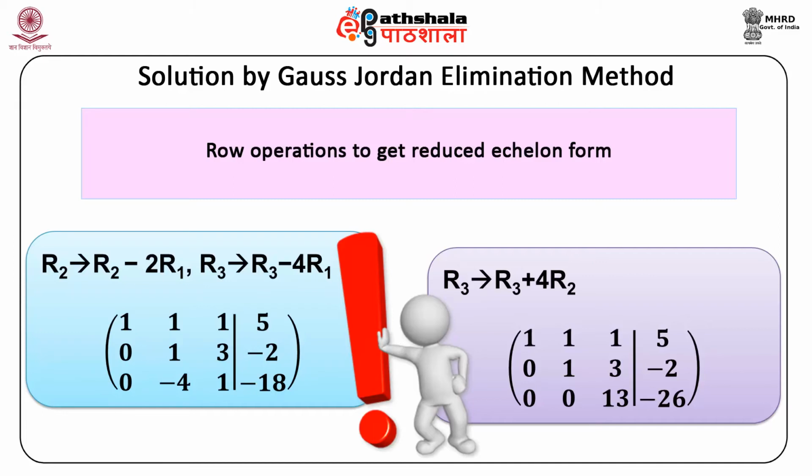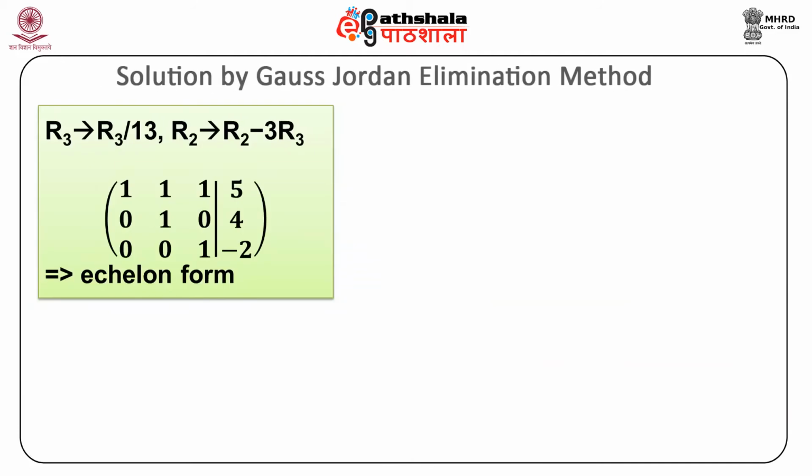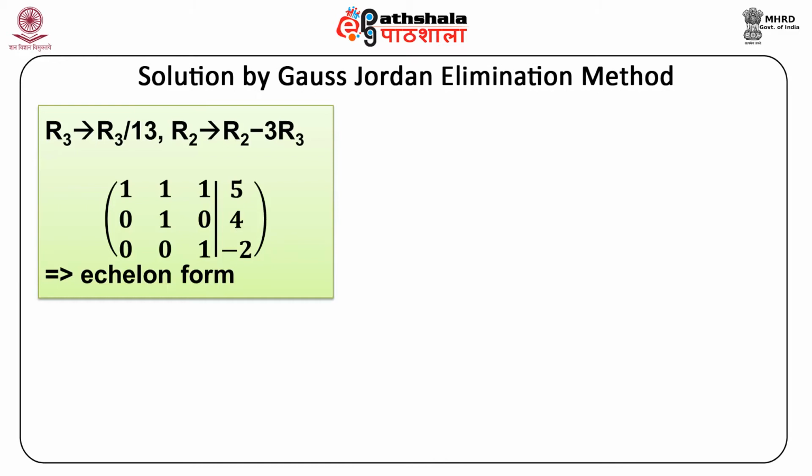R3 tends to R3 divided by 13 and R2 tends to R2 minus 3R3, which is equal to 1, 1, 1, 0, 1, 0, 0, 0, 1 divided by 5, 4, minus 2. This is the required echelon form.